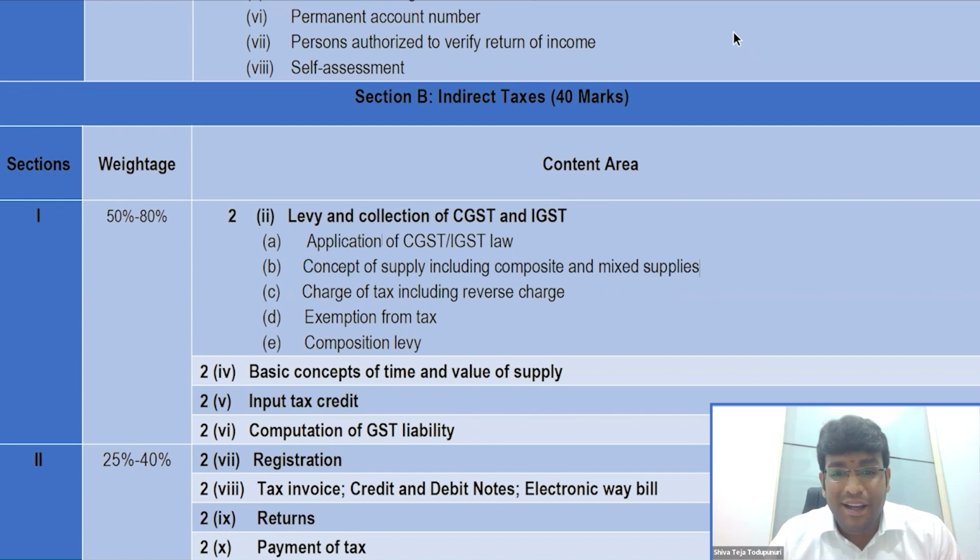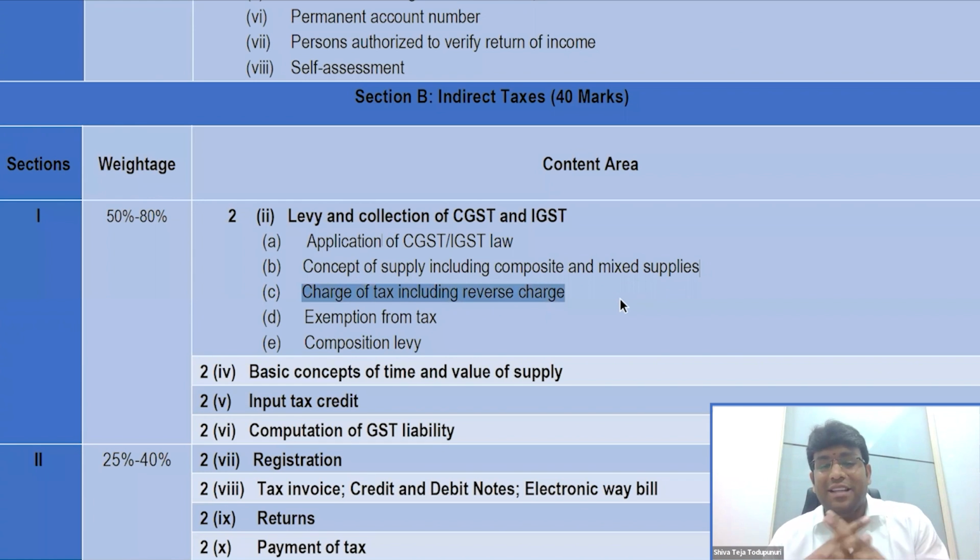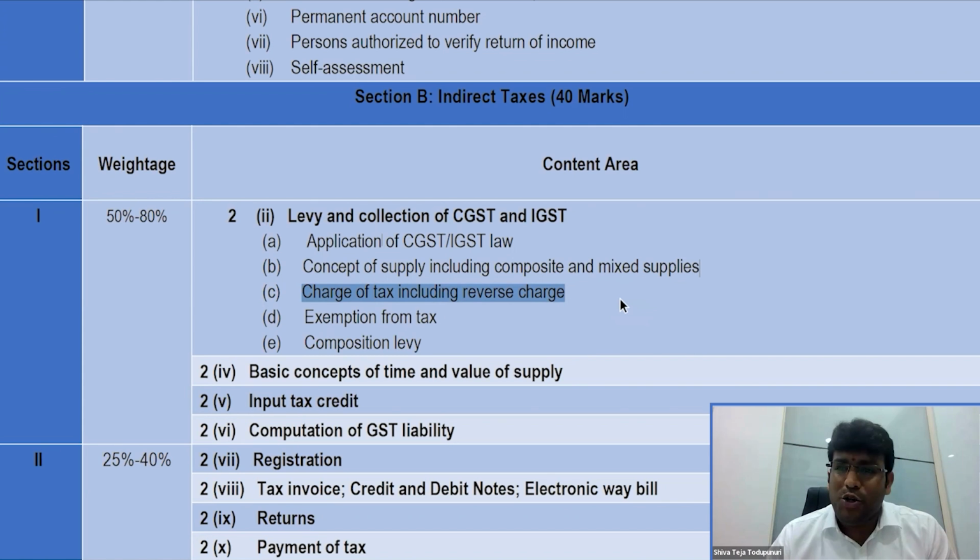Getting clarity, everybody? All of us? Excellent. Then, my dear friends, post that we have a topic called charge of tax including reverse charge. And of course, I need not tell you that point very clearly. Reverse charge mechanism is an important topic where questions keep coming in the exam almost every time, especially from notified RCM, section 9(3). Some question or other keeps coming for sure, my dear friends, which is definite.